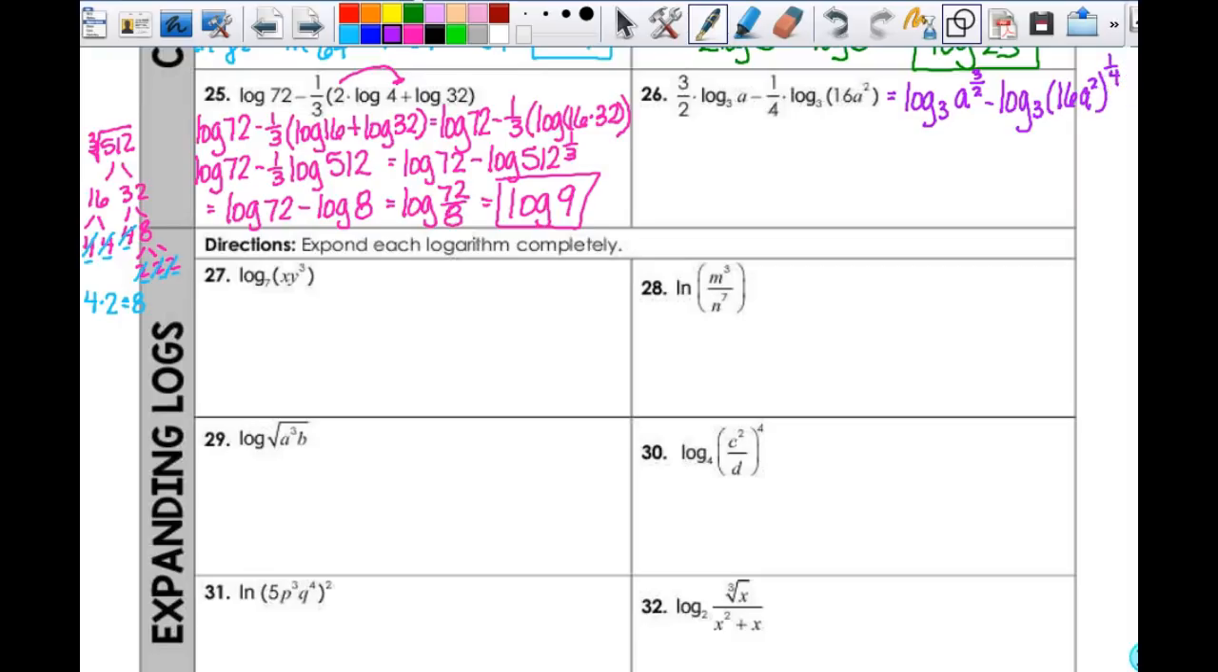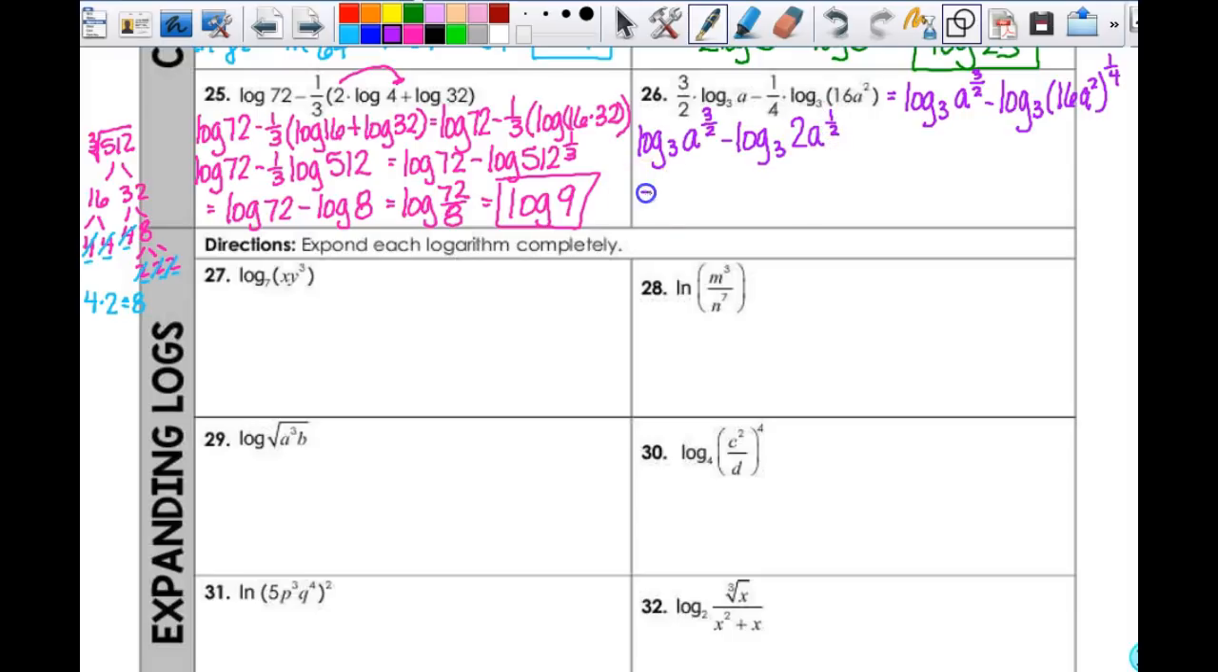All right. We'll leave this as log base 3 of a to the 3/2 power minus log base 3, and then this 1/4 I'm going to distribute to both of those. So the 4th root of 16, so anything to the 1/4 power is the same as the 4th root. Square root is 4, then square root of that is 2. So the 4th root of 16 is 2. And then this would be a squared times 1/4, and so 2 times 1/4 will be 1/2. So 2 times a to the 1/2 power.